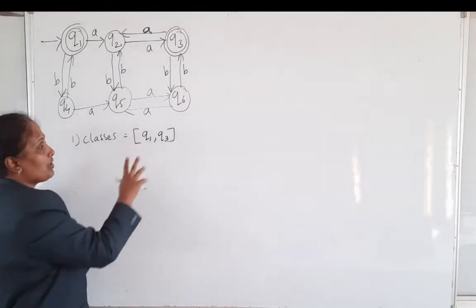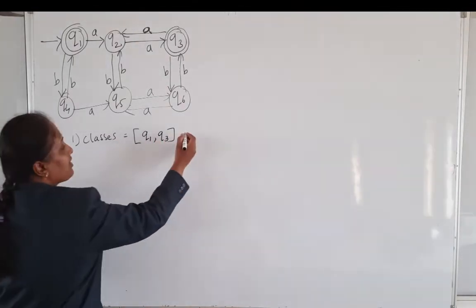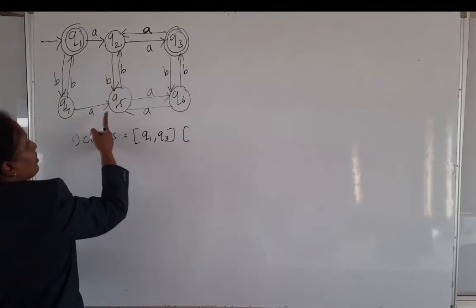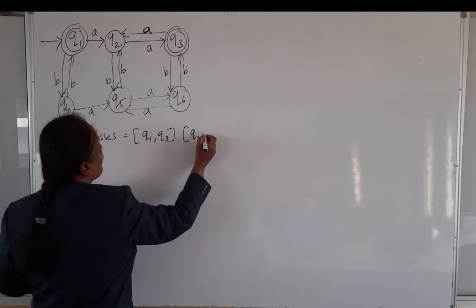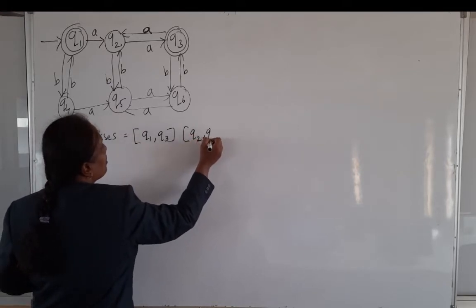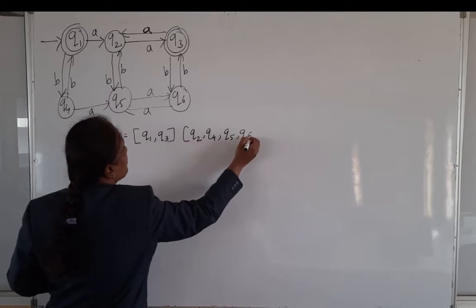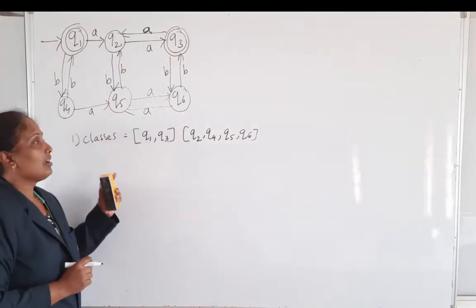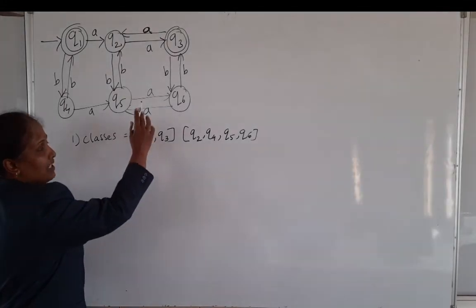So I will group these states into one class. Next, the non-final states are Q2, Q4, Q5 and Q6. So I'll write those in another class: Q2, Q4, Q5 and Q6.